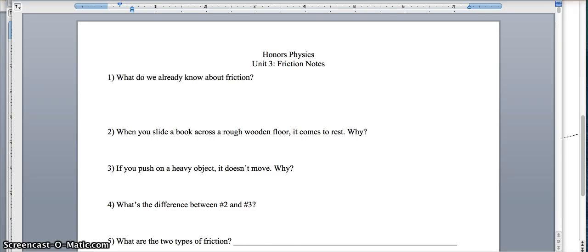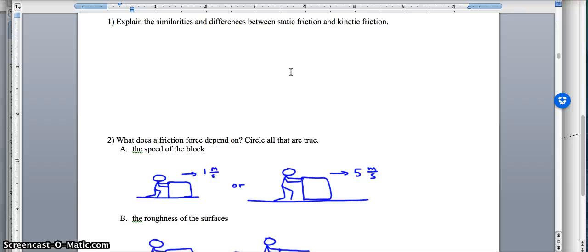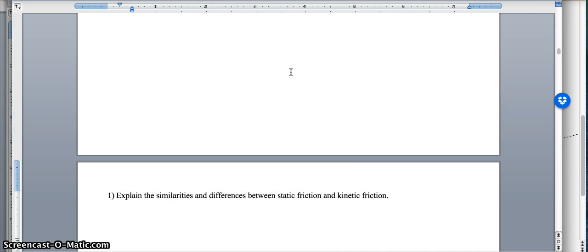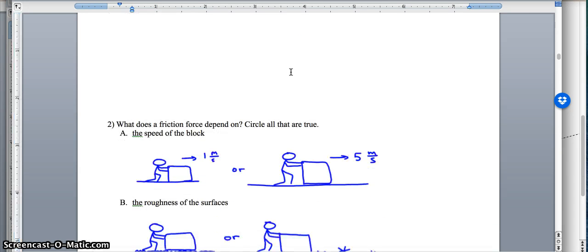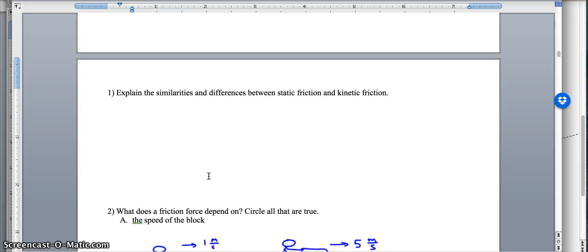Welcome to this video. The first thing we're going to do is finish up our notes on friction. It's this handout, and you're going to the fourth page, not the second, not the third, but the fourth page. Right here, this is where you put notes from the video on static friction.